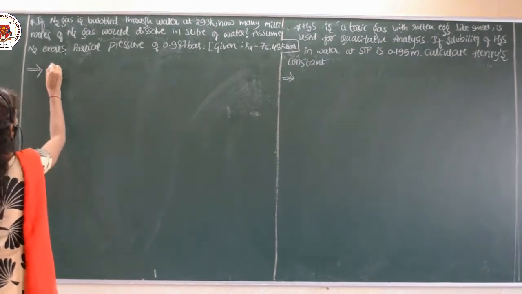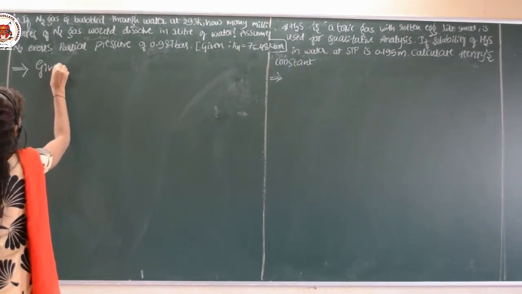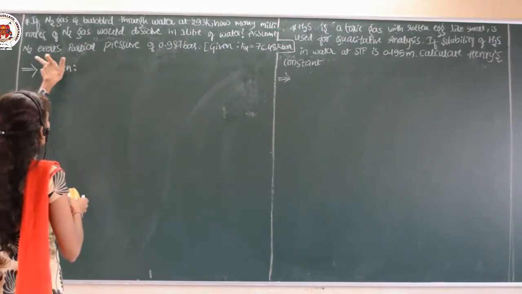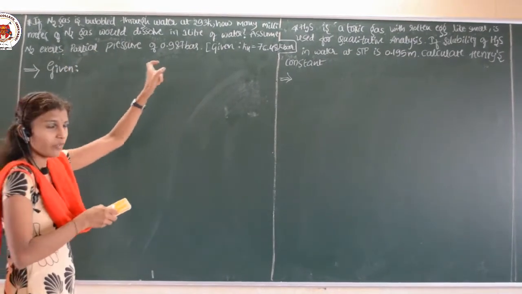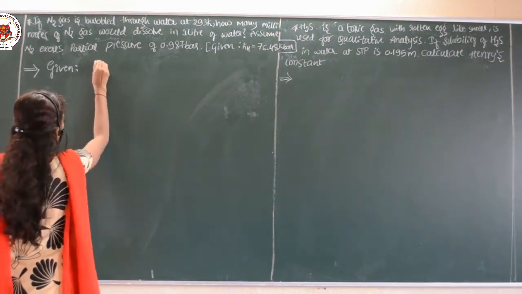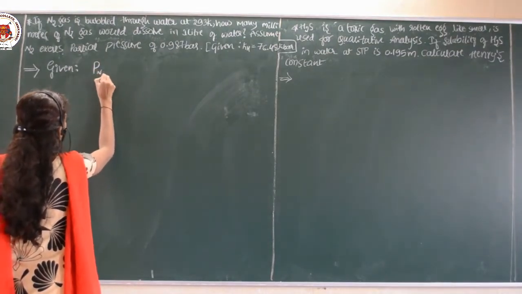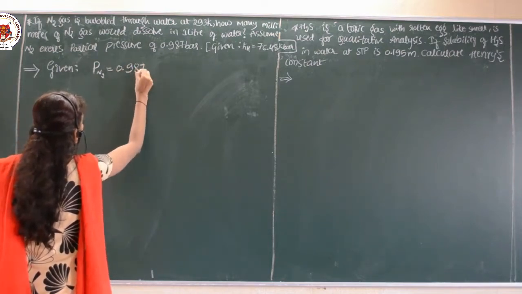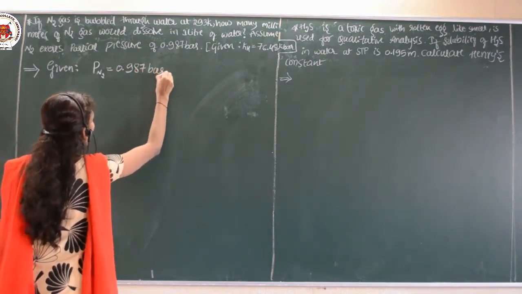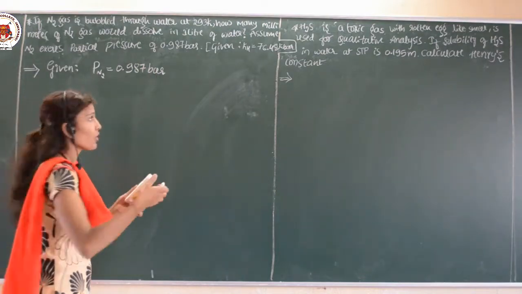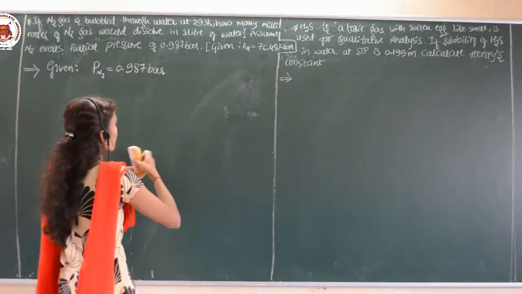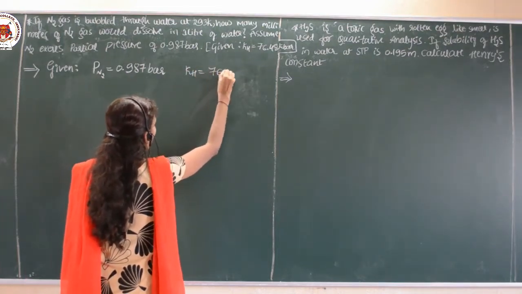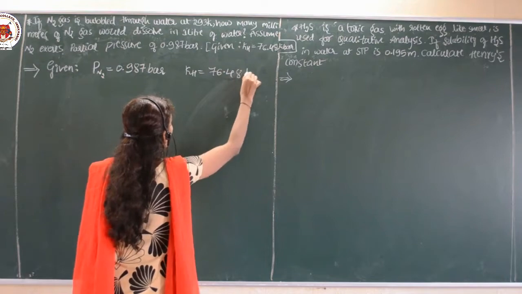So, what have they given? Write the given quantities. Assume that the partial pressure of N2 they have given. It means the partial pressure P N2 is equal to 0.987 bar. Okay. And another thing, what have they given? The value of Kh they have given. Kh is equal to 76.48 kilobar.